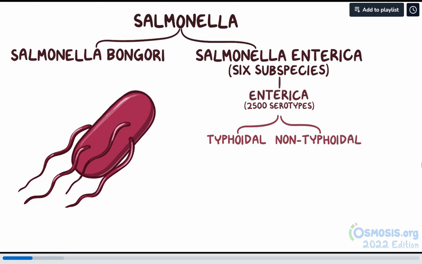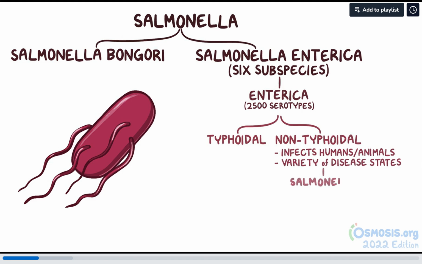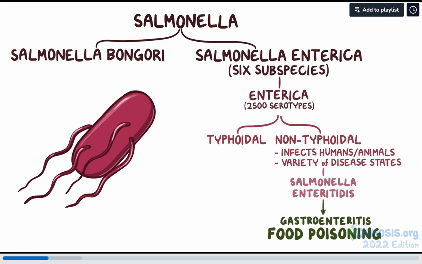The non-typhoidal group can infect humans and animals and cause a variety of disease states, but the most common serotype, Salmonella enteritidis, causes intestinal inflammation, which is also called gastroenteritis, or commonly called food poisoning.